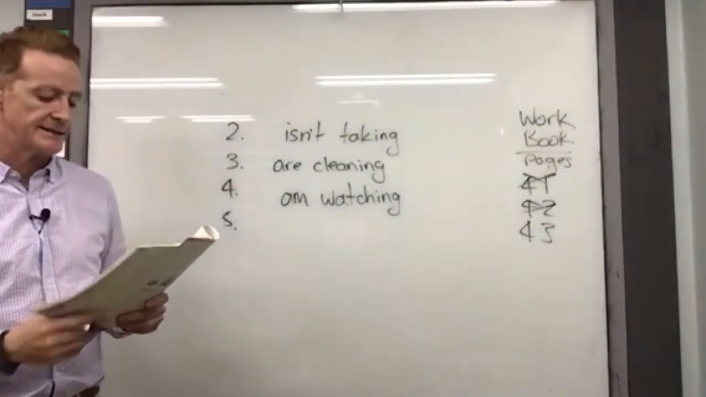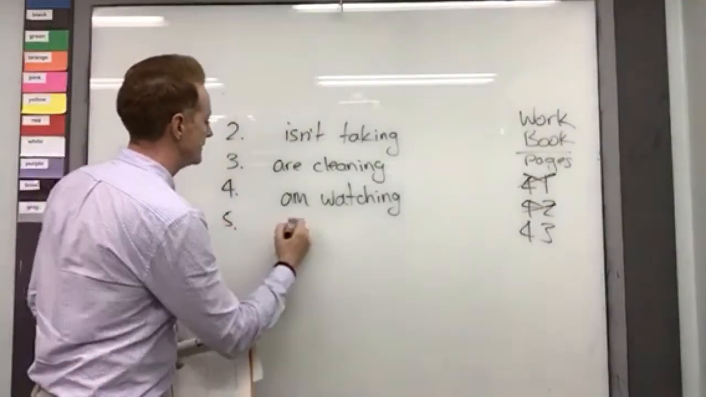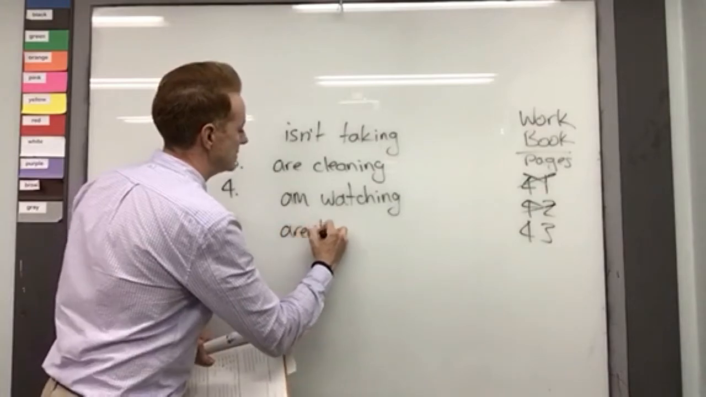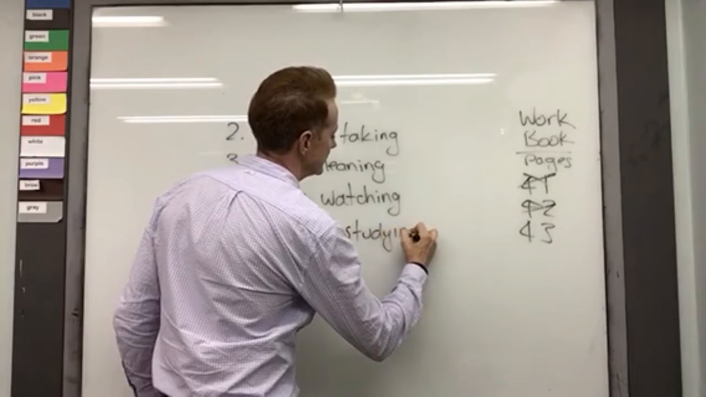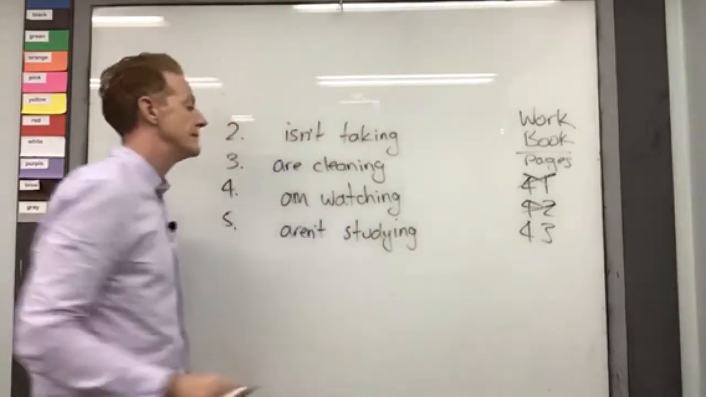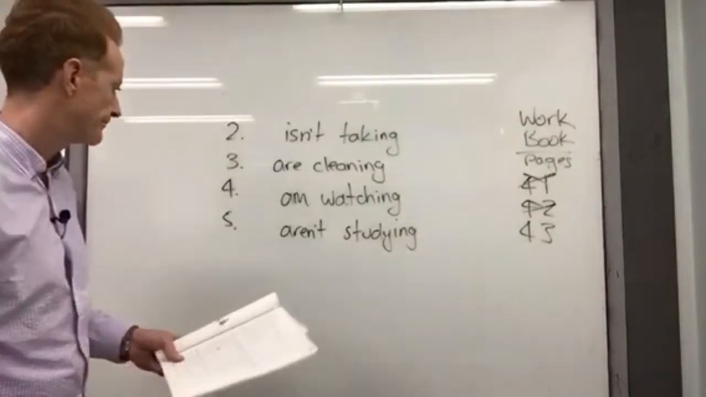Number 5 is study. This is X, so it didn't happen. It's not true. They aren't studying. They aren't studying in their classroom now.